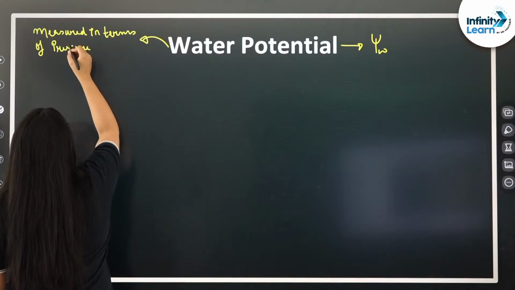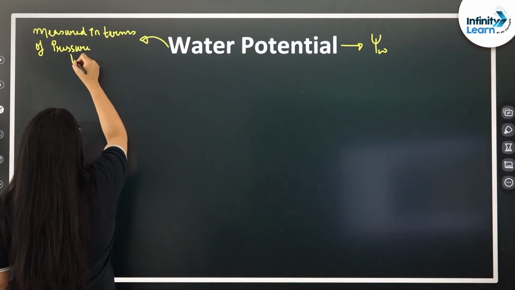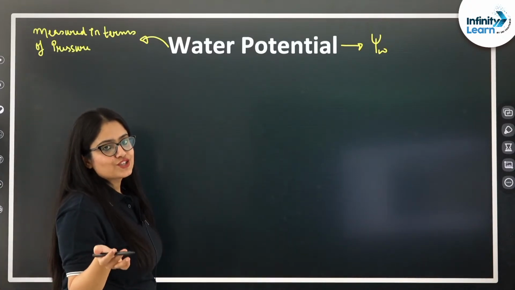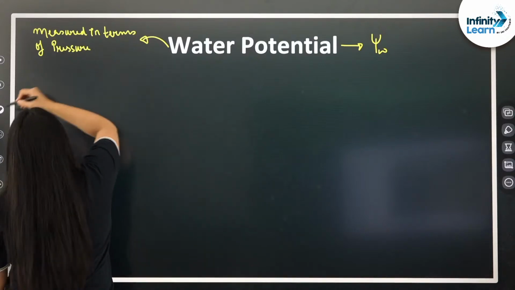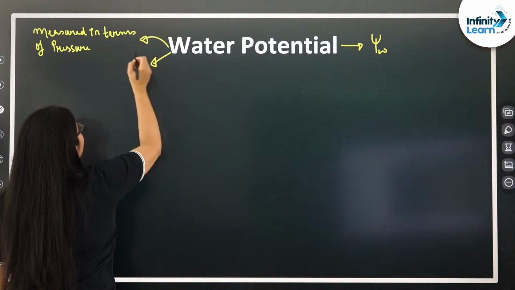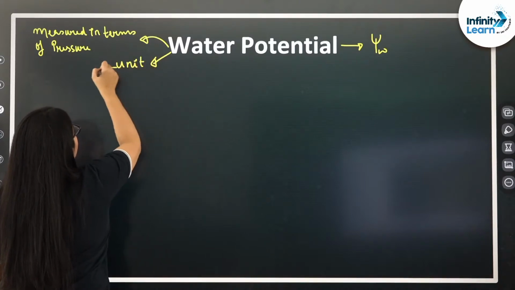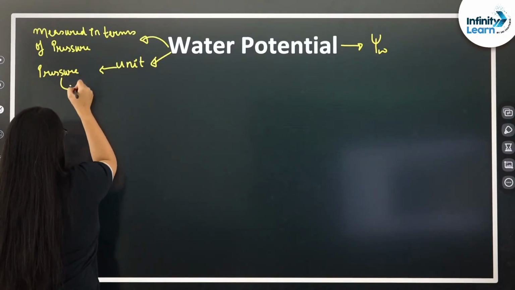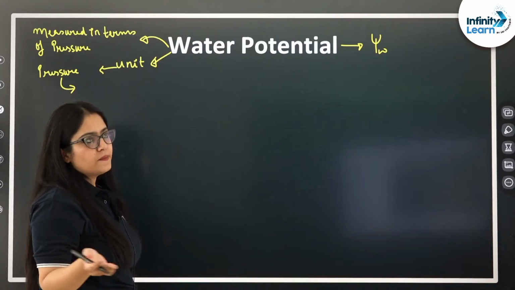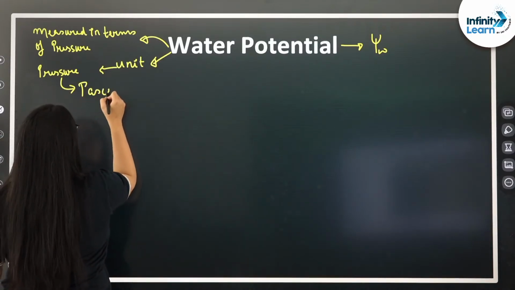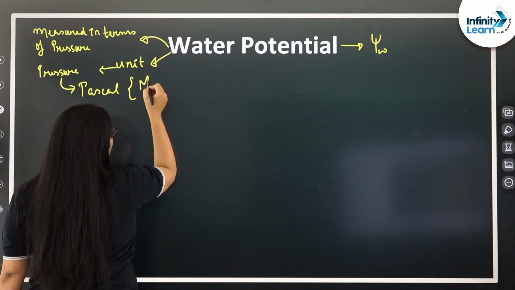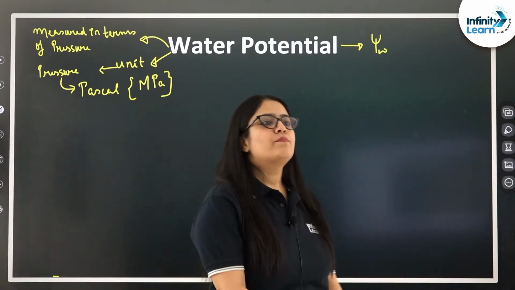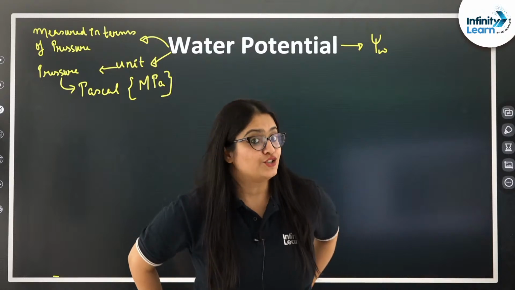Next thing that you need to understand over here is, let us talk about the unit. What is the unit of water potential? The unit of water potential is pressure, right? And you know, pressure is expressed in terms of Pascal. More precisely, I should say the water potential is measured in terms of megapascal. These are a few important facts that you need to remember.